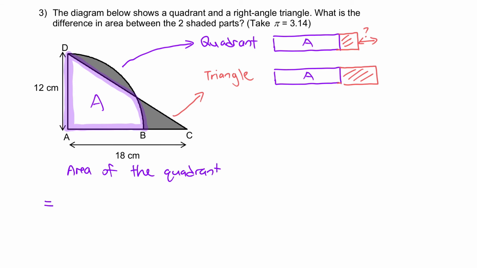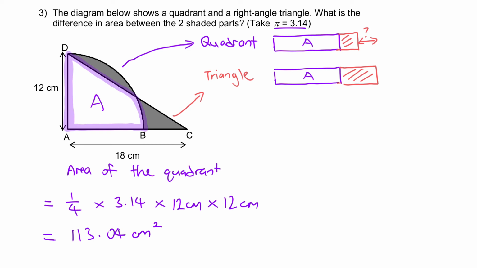The area of the quadrant is a quarter times pi, 3.14, times the radius, which is 12, times 12. And the answer is 113.04 cm square.